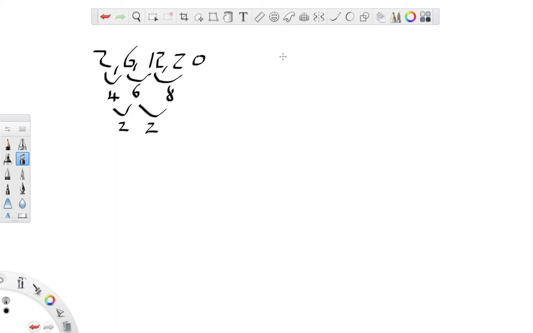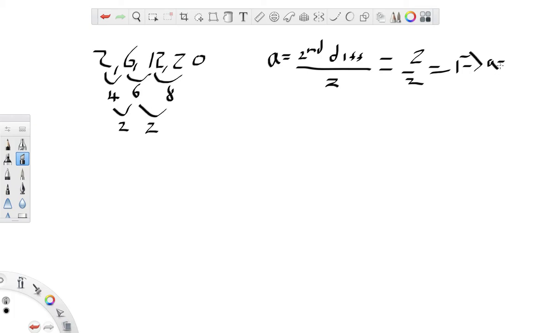So what did we say? Well, we said that a was the second difference divided by 2. Well, the value of the second difference here is 2. So it would be 2 divided by 2, which is equal to 1. Therefore, a is equal to 1.